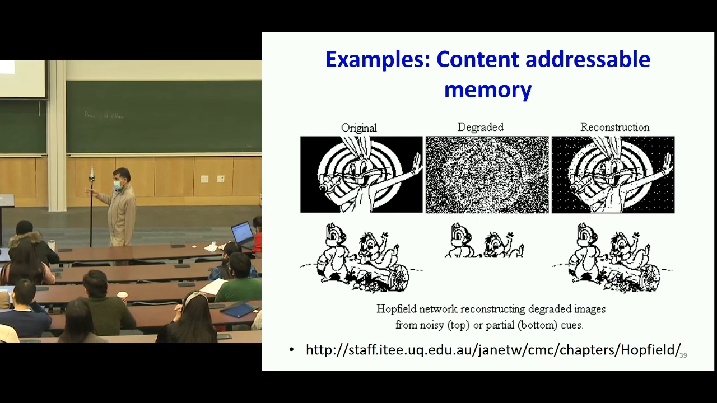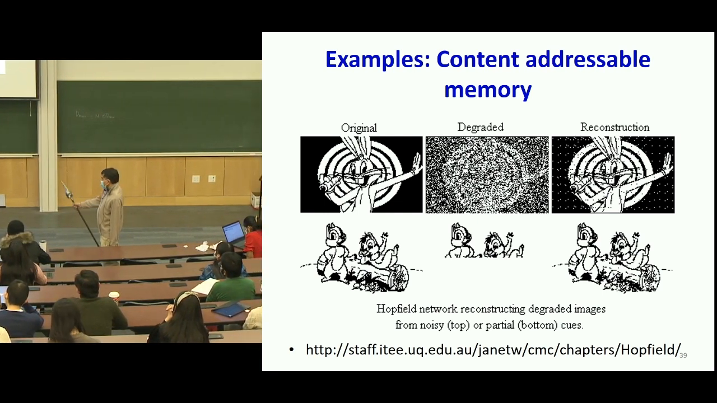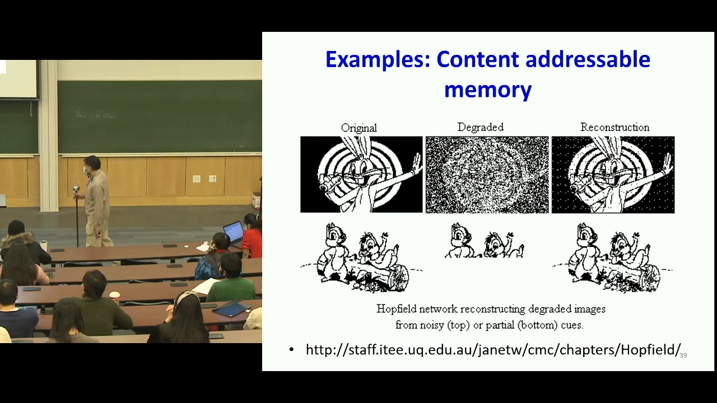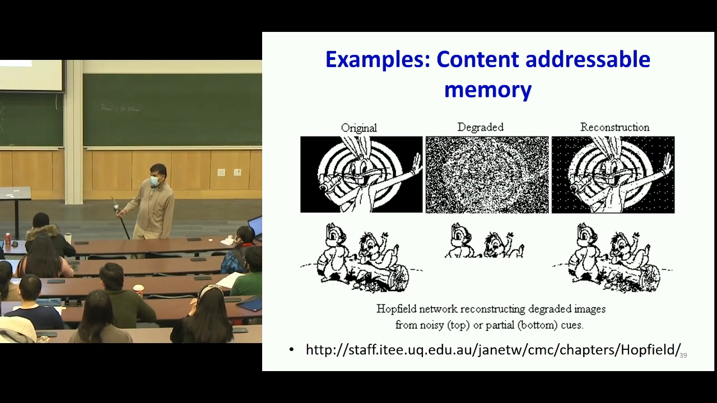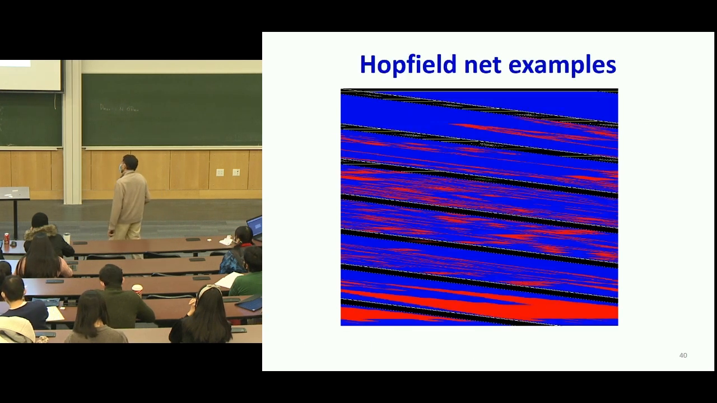Every pixel, it's just a bunch of pixels which are ones and zeros, right? So I can just make a network for it. When you add noise, it's like flipping some of these pixels. And then you let the whole thing evolve. When it evolves, it reconstructs the Bugs Bunny. Oh, here's the second one. This is Chip and Dale, Disney characters. In this case, the lower portion of the image has been erased. And then you let the system evolve. It pulls back the entire pattern.